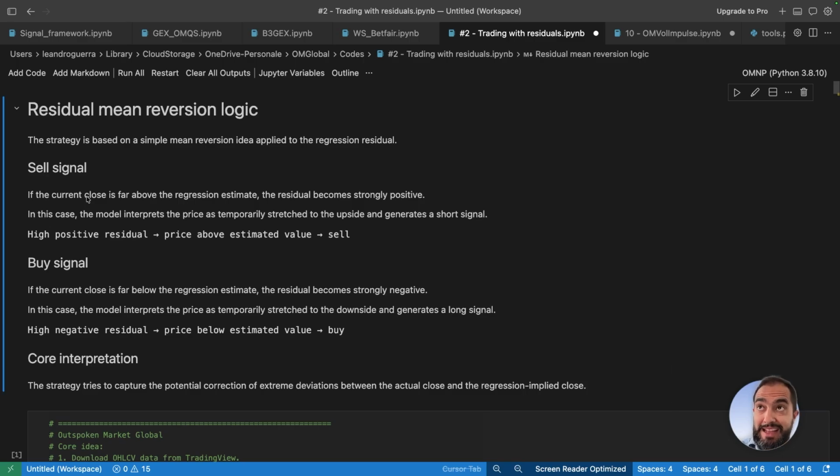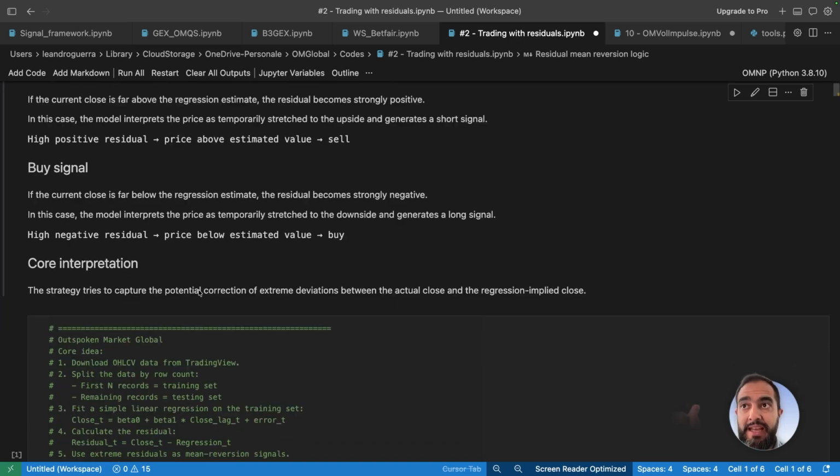Now, the selling signal, the short signal, is if the current close is far above the regression estimate, the residual will be strongly positive. And in this case, we may identify the market is eventually or temporarily stretched and tends to get back to its mean. And the same rationale, but the other way around, for the long, the buy signal.